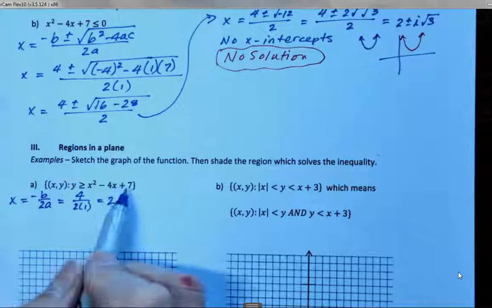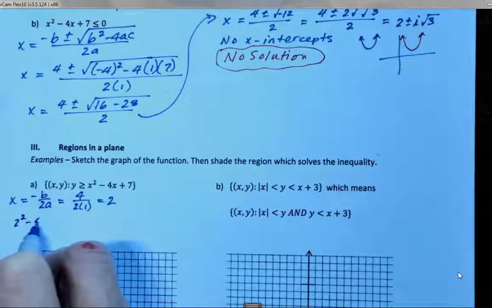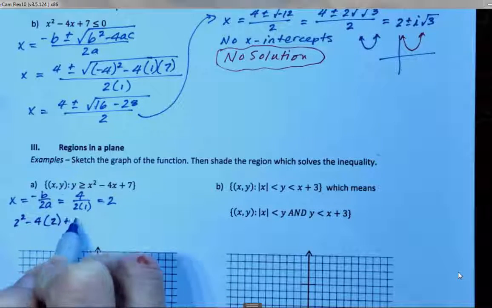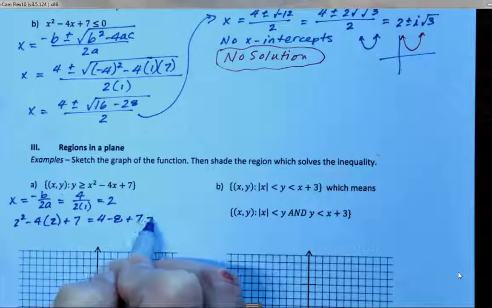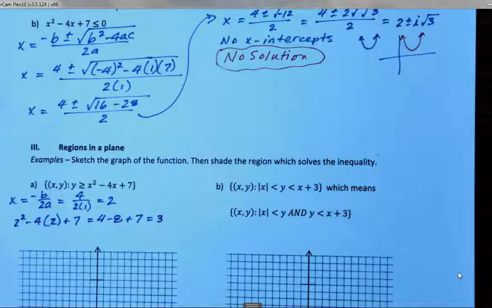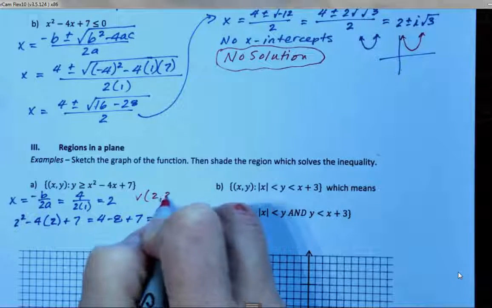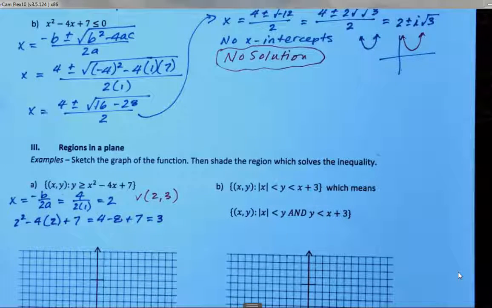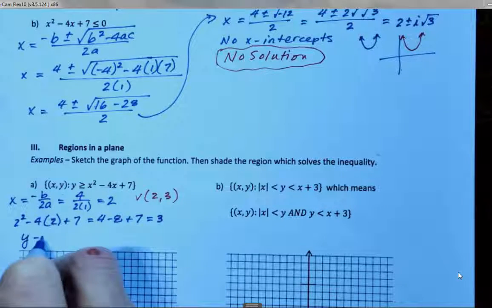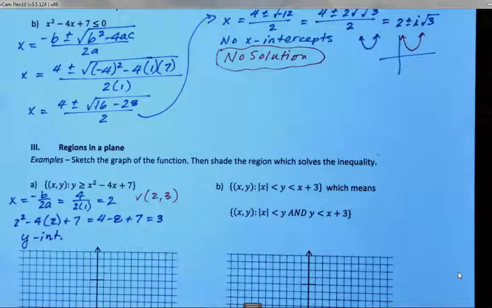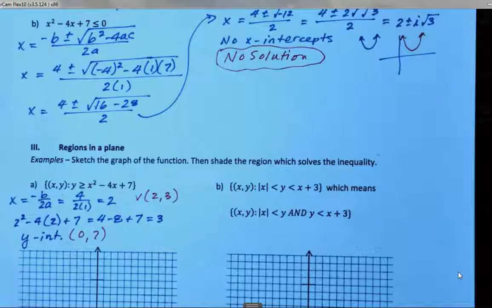And then for the y coordinate of my vertex, I'm going to put 2 in for x into my function. When I simplify that, I end up with 4 minus 8 plus 7, which is equal to 3. So my vertex is going to have coordinates 2, 3. And then for my y-intercept, I'm going to put a 0 in for my x's. When I put a 0 in for all my x's, y ends up being 7. So my y-intercept is 0, 7.